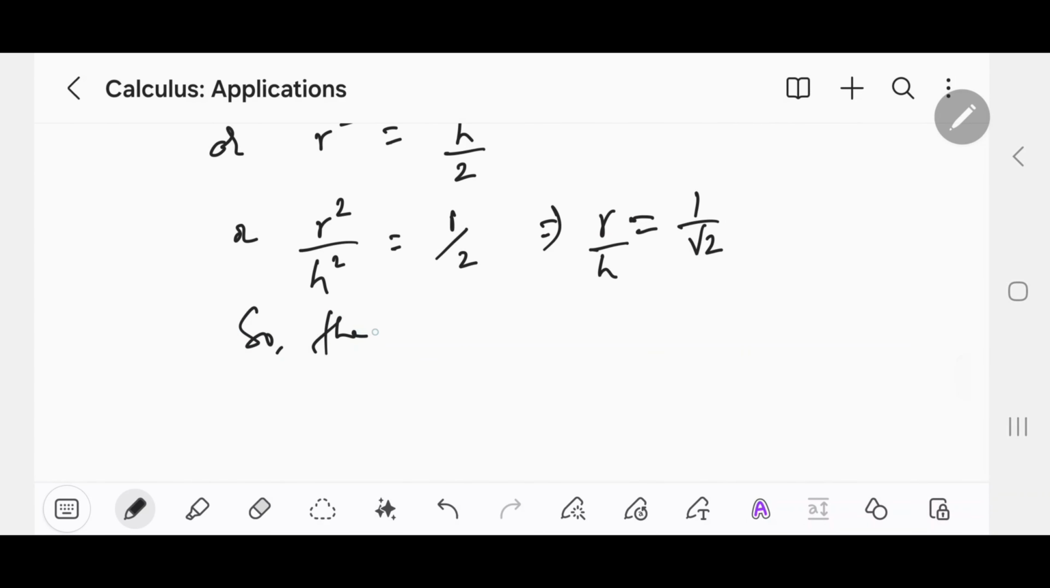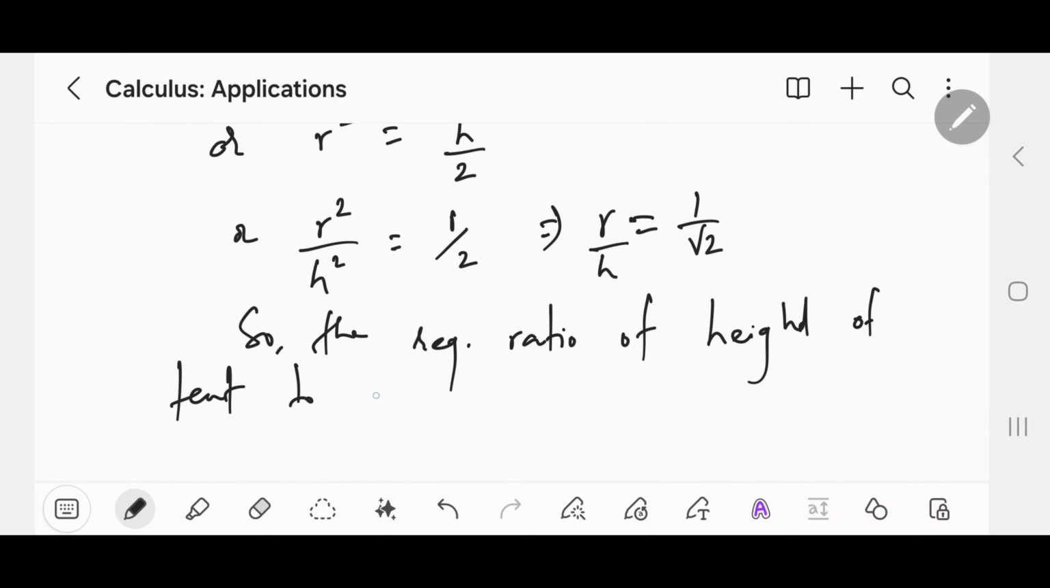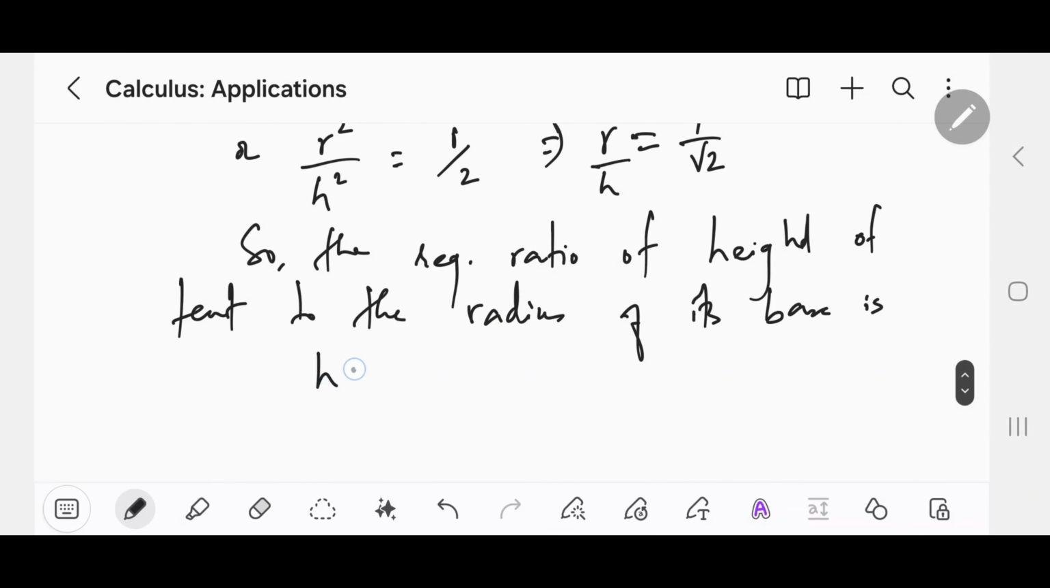So the required ratio of height of tent to the radius of its base is h is to r equals root 2 is to 1. Answer.